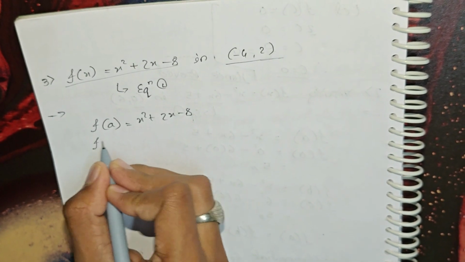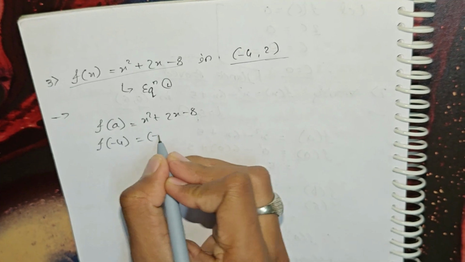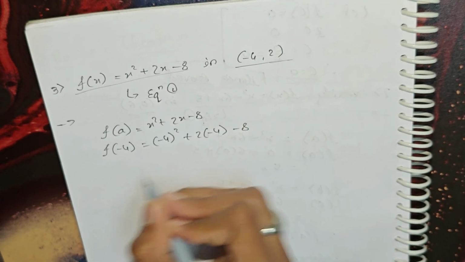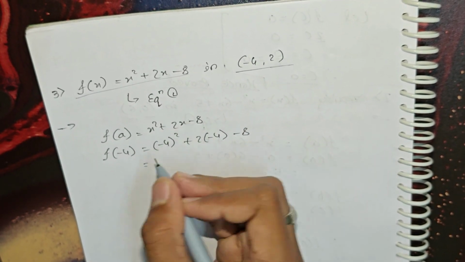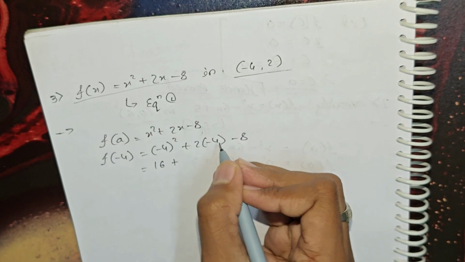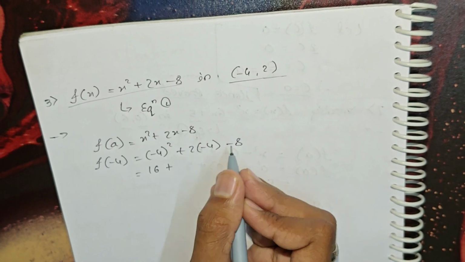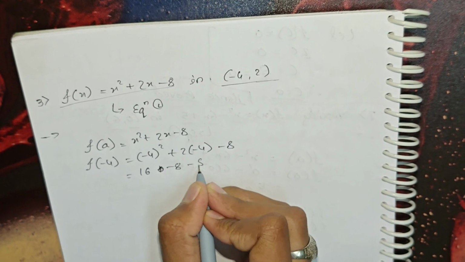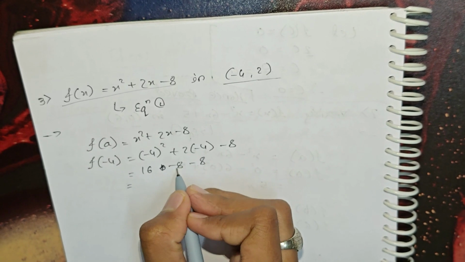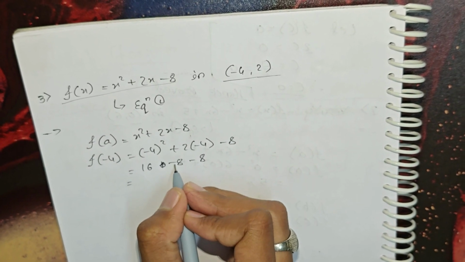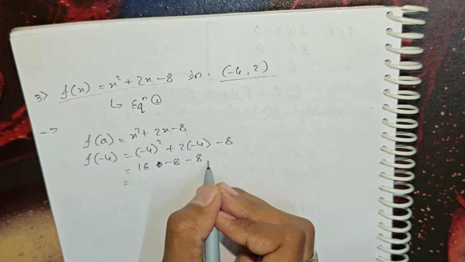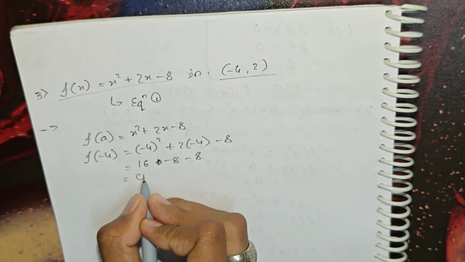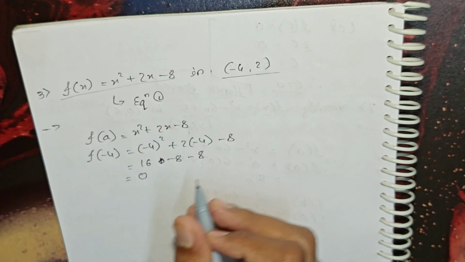What is the value of a we have? That is minus 4. F of minus 4 is equal to minus 4 square plus 2 of minus 4 minus 8. So 4 square's value is 16, plus 2 into minus 4 is minus 8. Minus 8 minus 8 is minus 16. Minus into minus 8 is plus 8. Then 16 minus 16 is 0. What we get is f of a is 0.